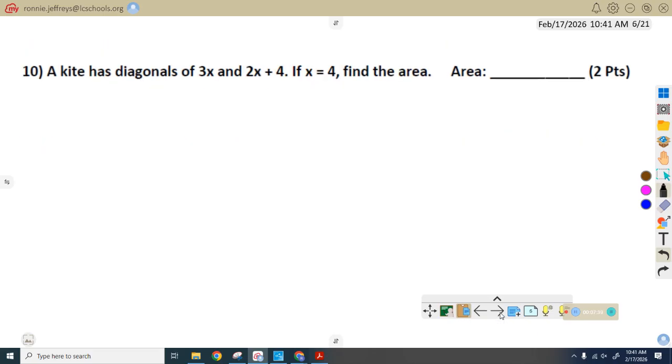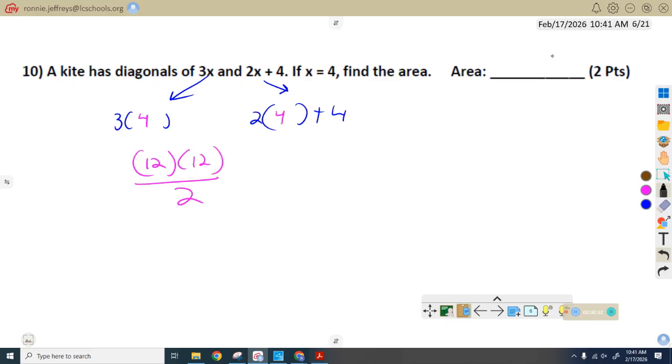Moving on. All right, it says kite has this and this. Find the area. Well, this would be 3 times 4, and then 2 plus 4. Just plug in. Okay. That's all over 2, so this would be 72. All right. We're not given a unit of measure. Okay? Since we're not given a unit of measure, we don't have to put one on there.